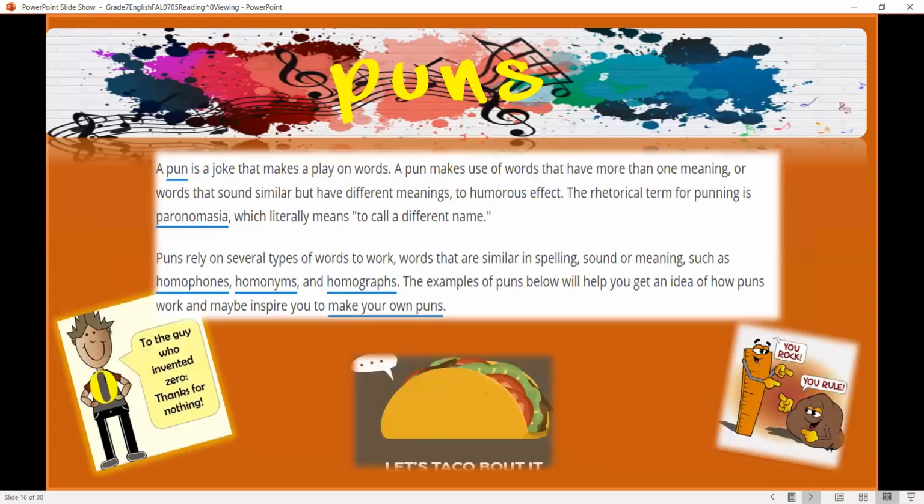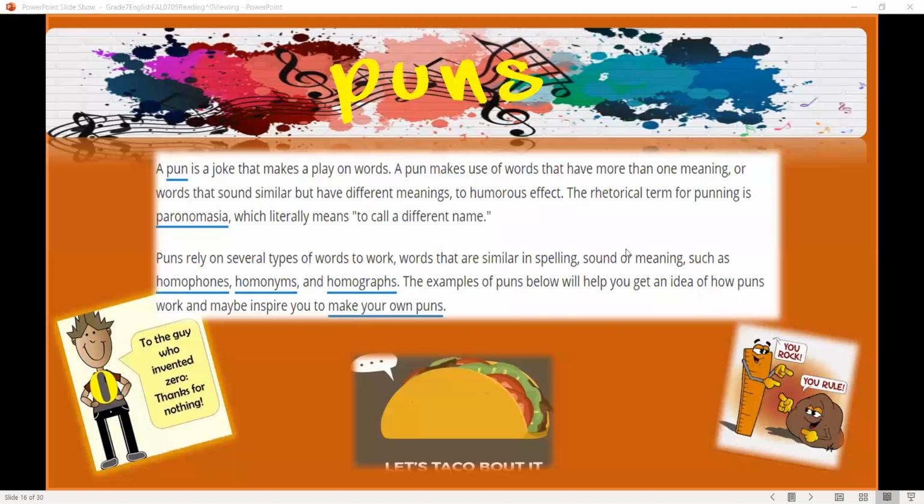Pat, pat. Okay, so the next part of that you can actually use for poetry is a pun. Now, a pun is a joke that plays with words a bit. So it makes use of words that have more than one meaning, or words that sound very similar but have different meanings, to create a humorous effect, to be funny. So you're calling something basically by a different name.